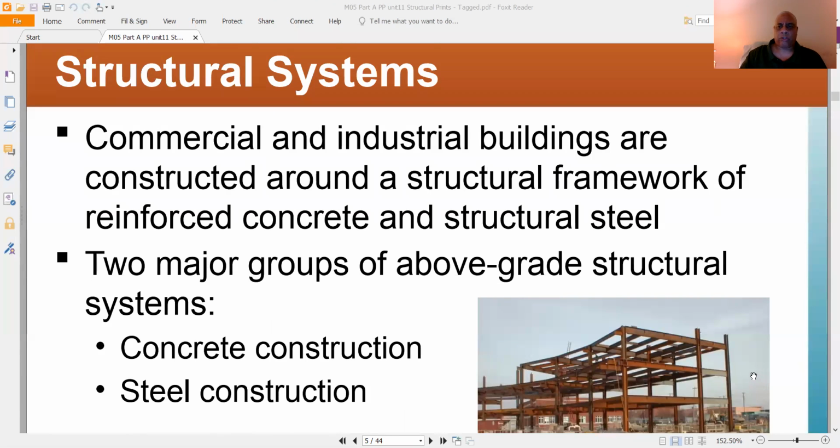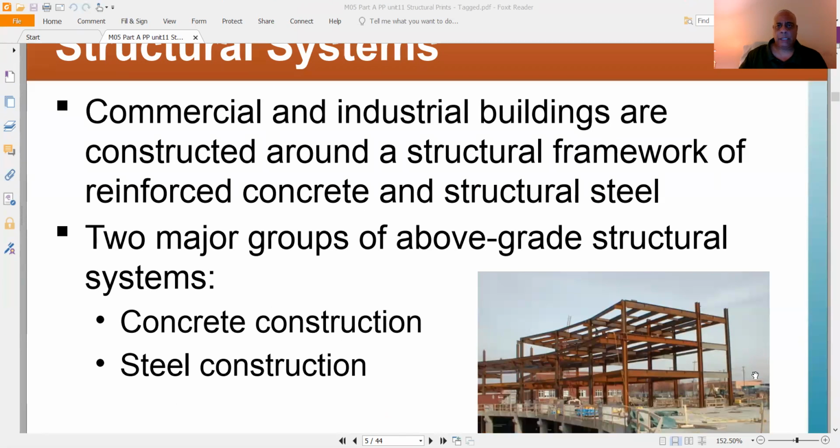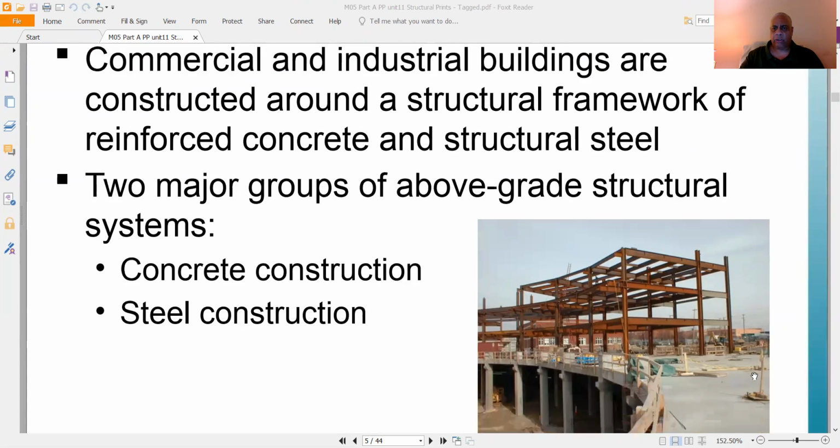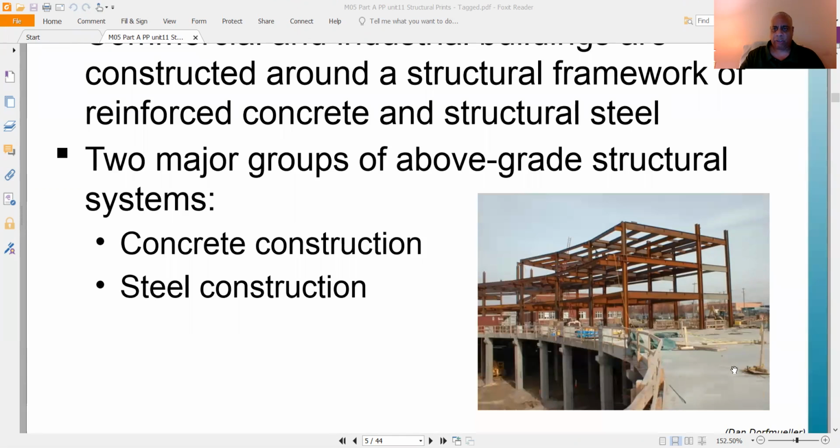Now, some structural systems. As I got up here, commercial and industrial buildings are basically constructed around a structural framework of reinforced concrete and structural steel. Now, of course, there are 2 major groups of above grade structural systems. First, you have your concrete construction and your steel construction. And on this PowerPoint slide, you are seeing an example of a commercial steel structure.